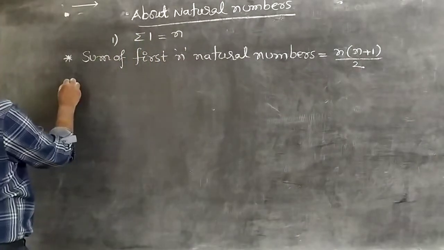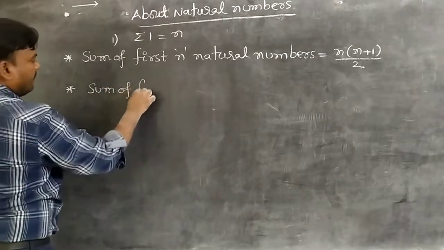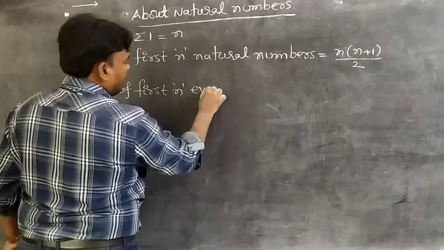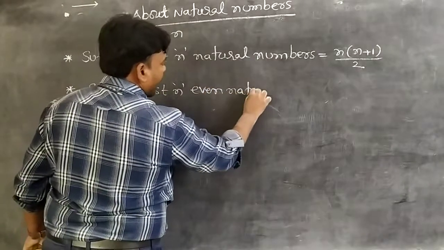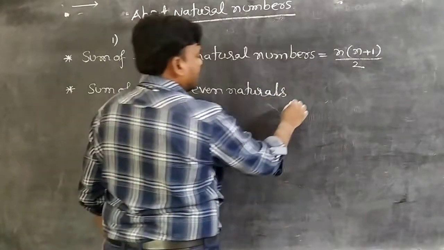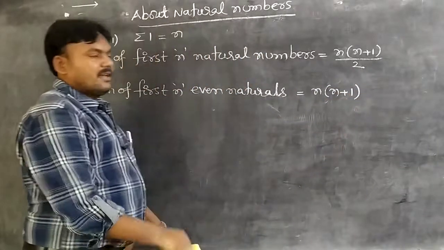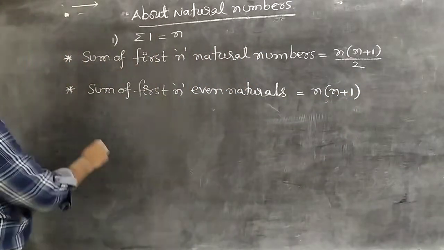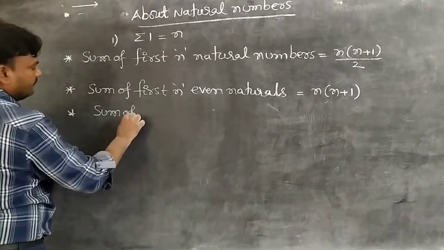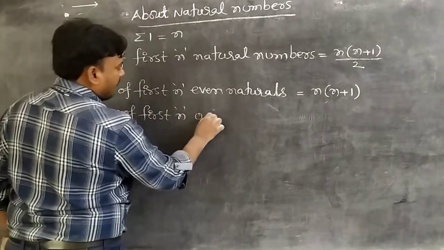Next, sum of the first n even natural numbers. Even natural numbers, simply naturals. The formula for even natural numbers is n of n plus 1. Next, third one, sum of the first n odd natural numbers.